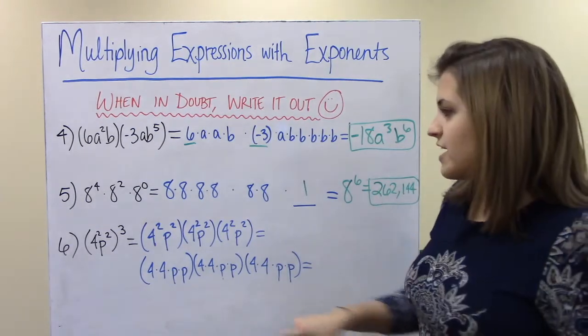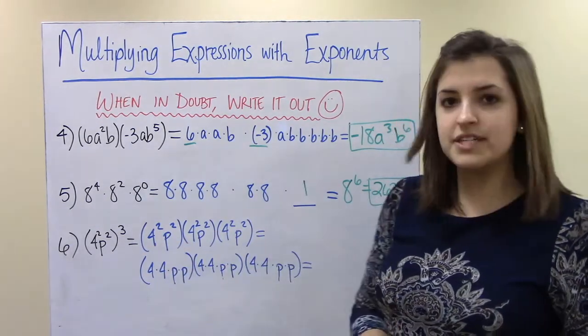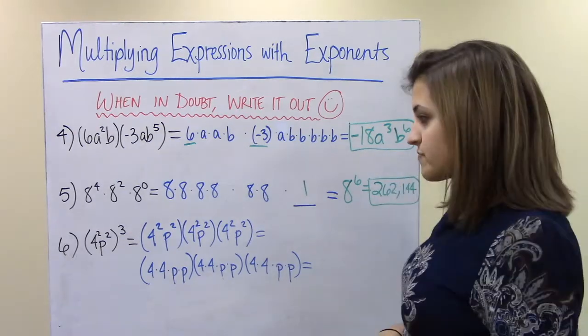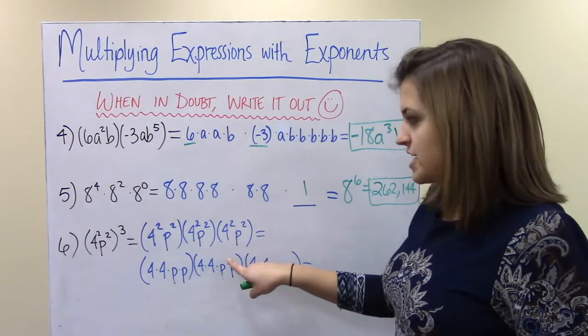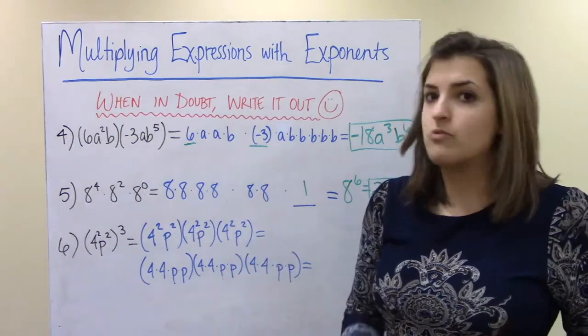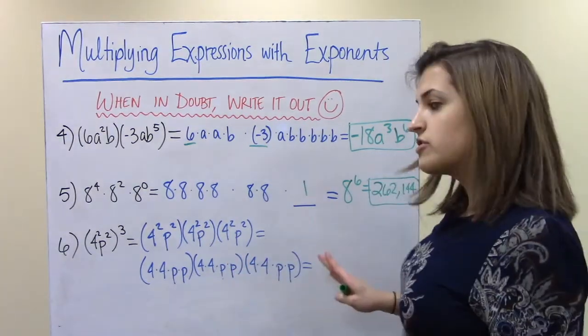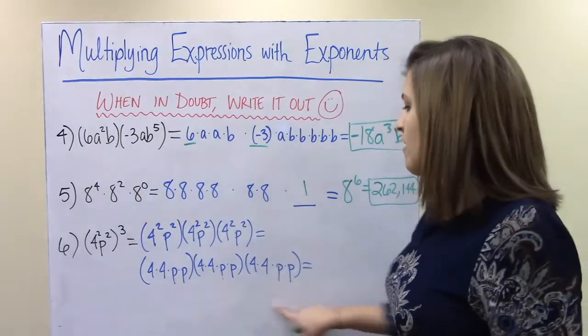All right, and my sixth problem, 4 squared p squared, all to the third. So that means I have 4 squared p squared multiplied by itself 3 times. And when in doubt, write the whole thing out. If you're unsure of what your answer is going to be, better to write it all out.